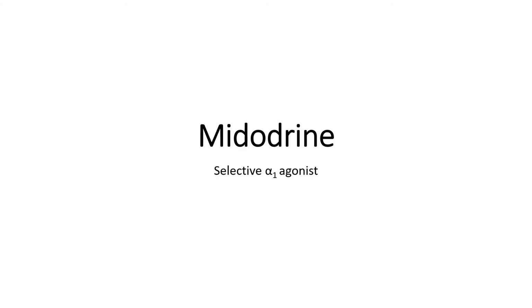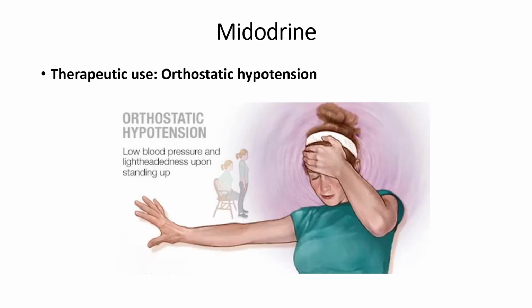The third example of a selective alpha-1 agonist is midodrine. The primary indication for midodrine is the treatment of orthostatic hypotension, also known as postural hypotension. Basically, this is a condition of low blood pressure that happens when you stand up from sitting or lying down suddenly. And typically, this is due to impaired autonomic nervous system function.